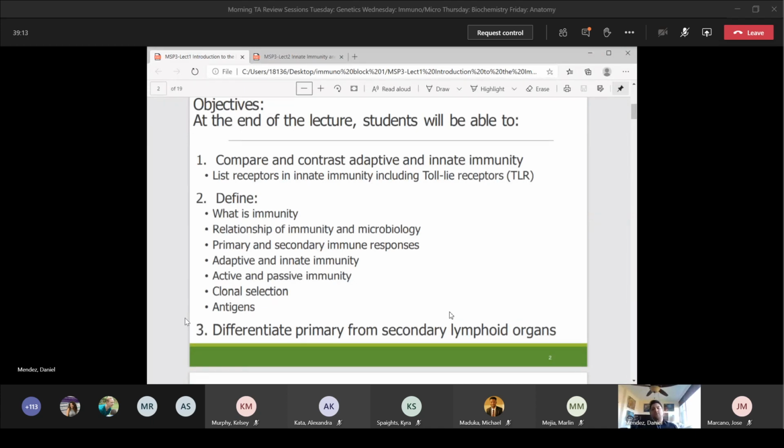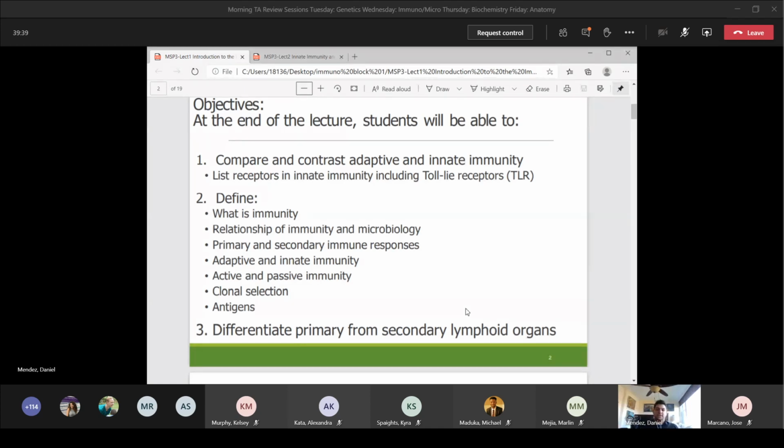So right here is where you start your study sheets. As you go through the lectures, for this lecture, for instance, what you're going to want to do is really focus on comparing and contrasting adaptive and innate immunity. What is immunity? All the points under 2 here that she has, define, and points under 3, the primary and secondary lymph organs. Those are things that you really want to focus on. That's how you're going to make your study sheet.